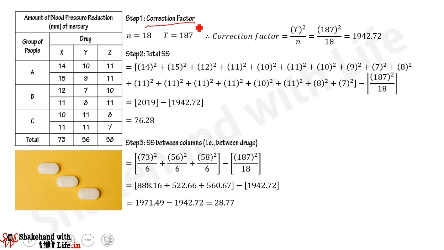How many data values do we have? We have 18 data values. So 6 are here, 6 are here and 6 are here, 18 data values in all. And the total of all these data values is 187. Therefore the correction factor is T square by N, where T is 187. So 187 squared divided by 18 gives 1942.72. So this is our correction factor.